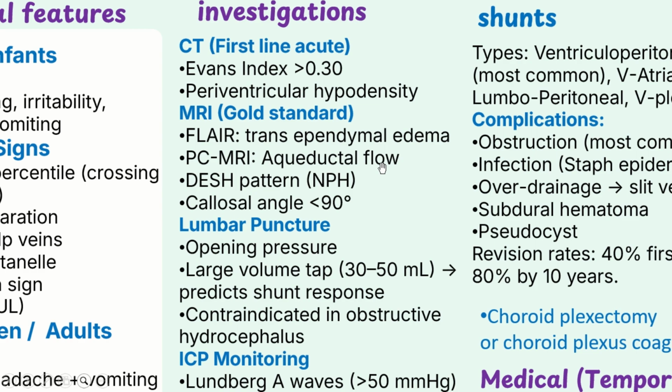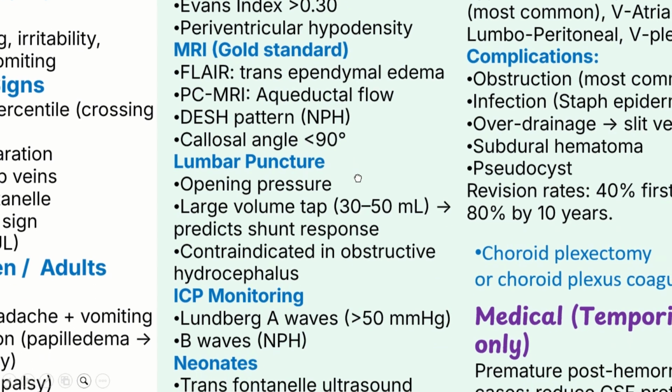And sometimes it's increased, especially in things like normal pressure hydrocephalus. When, of course, you have non-communicating hydrocephalus, it's going to be decreased flow. Then you have a dash pattern and the callosal angle less than 90 degrees. It's going to be also seen. Then lumbar puncture can be done, and you have to be careful not to do this in obstructive causes, especially if you have a mass or a tumor going on.